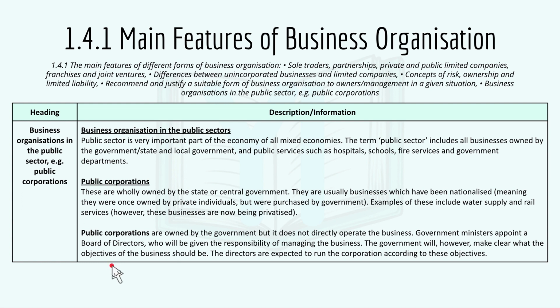And public corporations are owned by the government, but it does not directly operate the business. Government ministers appoint a board of directors who will be given the responsibility of managing the business. The government will, however, make clear what the objectives of the business should be, and the directors are expected to run the corporations according to these objectives so that they don't stay off track.